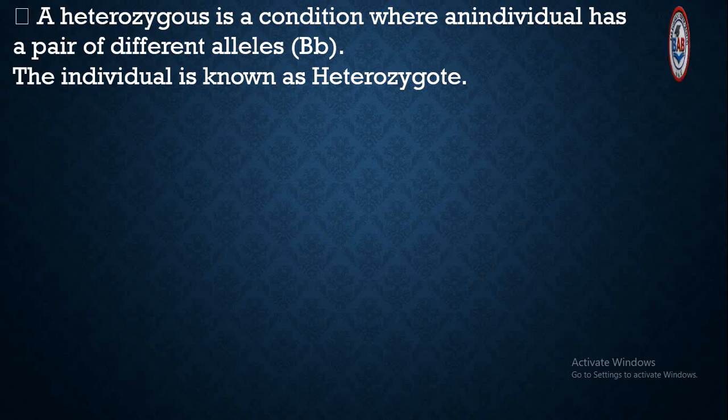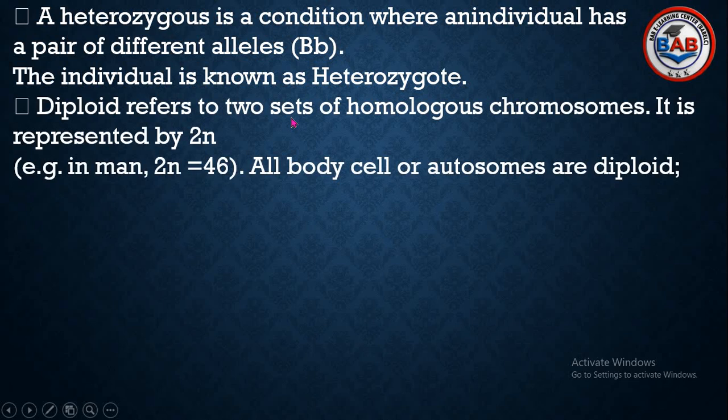Heterozygous is a condition where an individual has a pair of different alleles. For example, it has a dominant allele represented by capital letter B and a recessive allele represented by small letter b. The individual is known as a heterozygote.